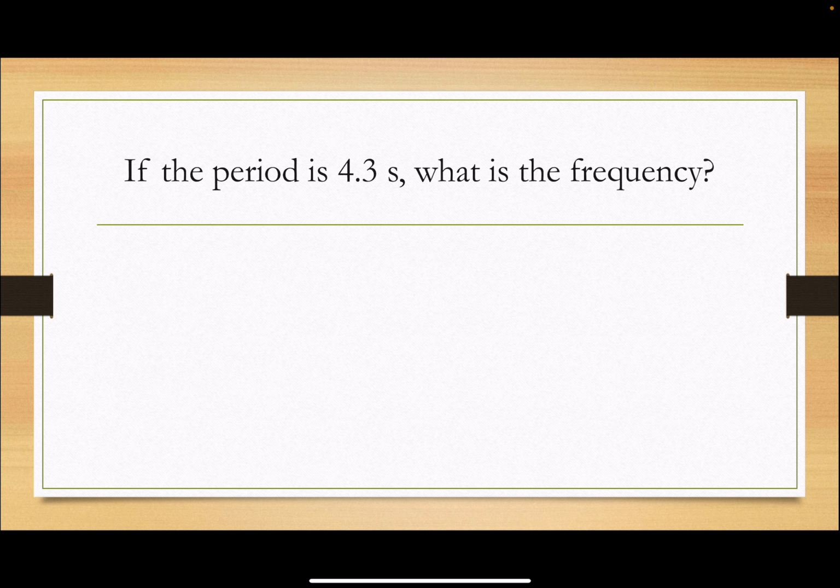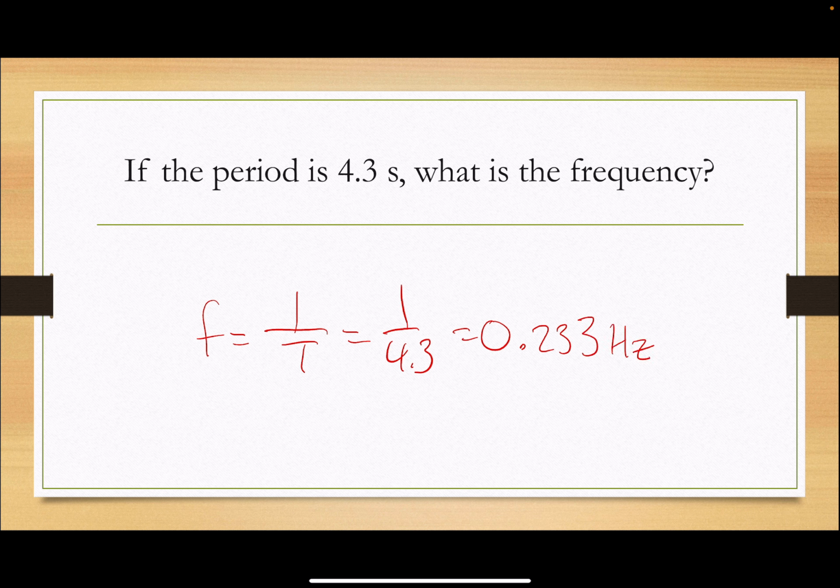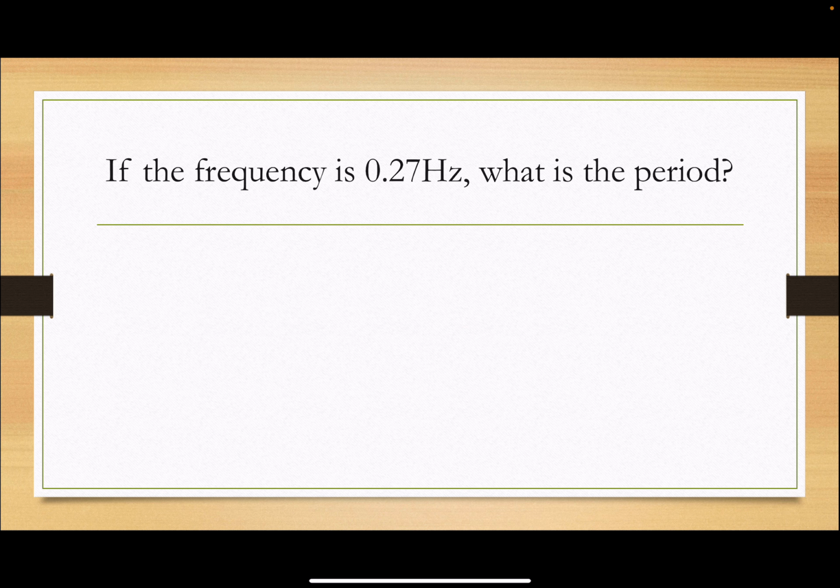So let's try that. If I have a period of 4.3 seconds, what is my frequency? Well, my frequency is just 1 over T. So it's just 1 over 4.3. And so you put that in the calculator, 1 divided by 4.3, and you get 0.23, we'll round here, hertz. Cool. And so if you have the frequency of 0.27 hertz, and I want to know the period, well, the period is 1 over the frequency. So it's just 1 divided by 0.27. So 1 divided by 0.27 is 3.7. And this is measured in seconds.